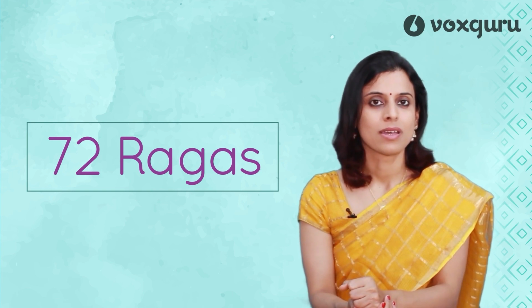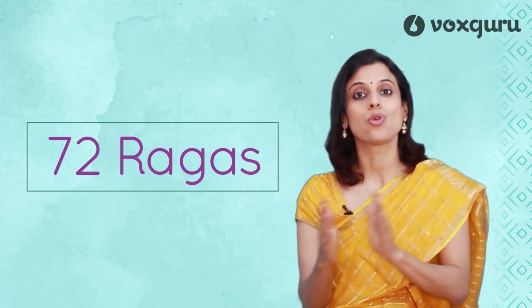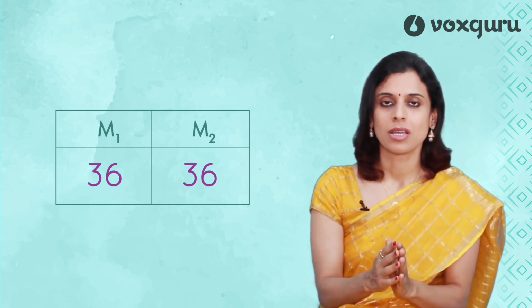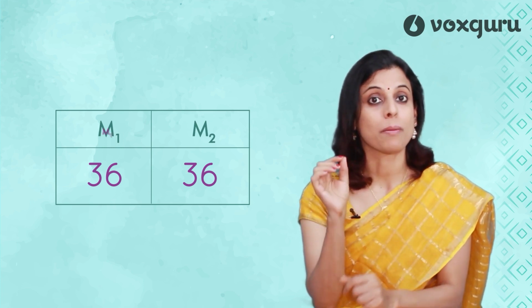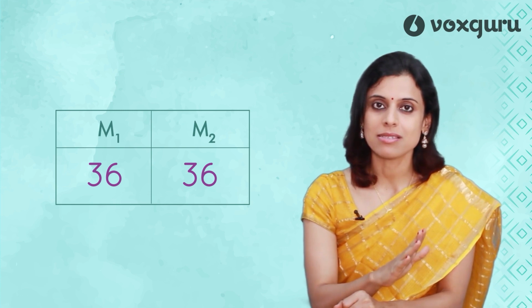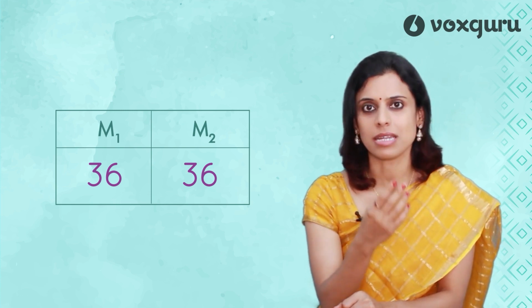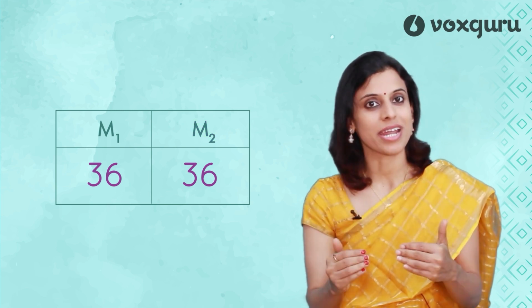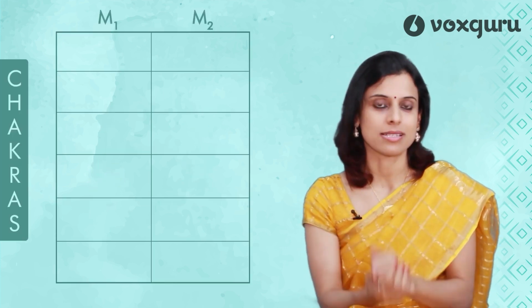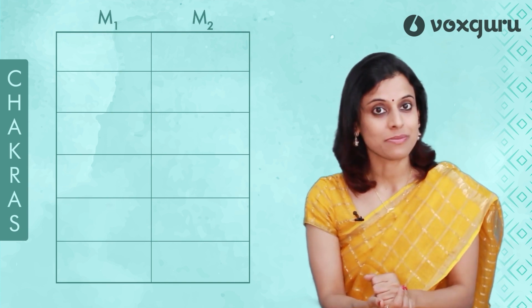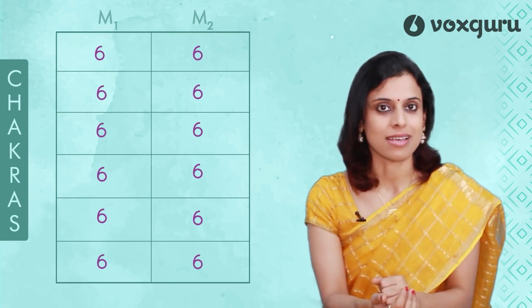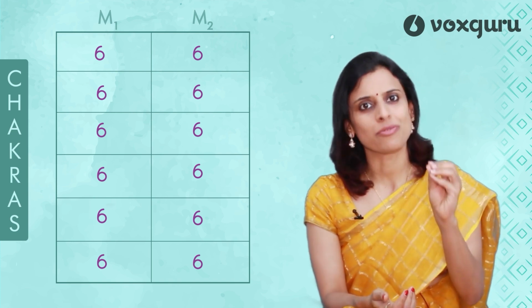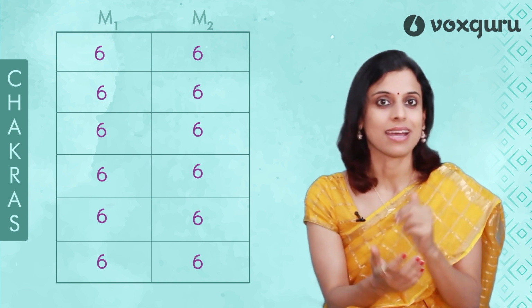So based on all these conditions, we get 72 Melakarta ragas. Now these 72 ragas can be divided into two halves of 36 and 36. So one half contains all the Shuddha Madhyama ragas. That means ragas which have Ma 1. And the other half contains all the Pratimadhyama ragas, which means ragas containing Ma 2. Now these ragas are further divided into smaller segments called chakras. So we have totally 12 chakras, 6 on the left and 6 on the right. And within each chakra, we have 6 ragas. So now let us go into one of the chakras and let's see how the ragas are arranged inside it.